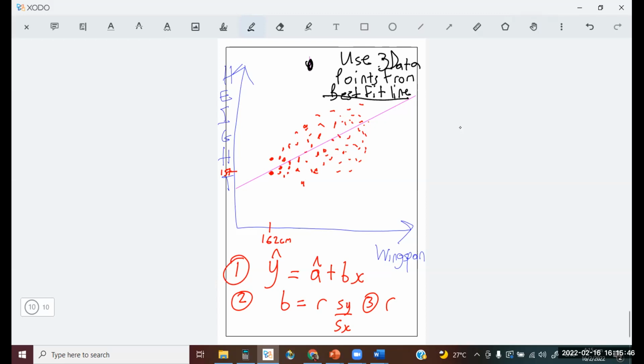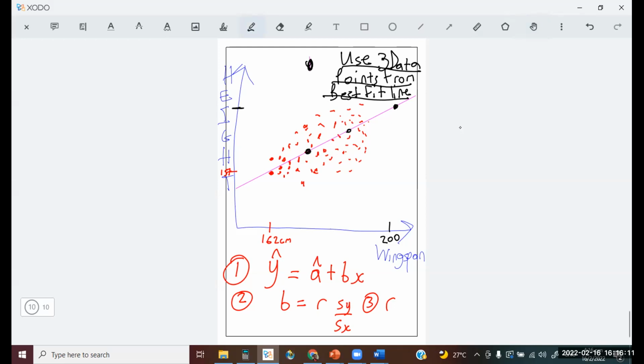Meaning, once you get a best fit line, Jamie, you're no longer going to use the 30 data points that you have. So you can either use somebody's wingspan. What if somebody's wingspan was 200? Check if somebody's wingspan is 200, if the height is 200. Check what Y value you're going to get based on your data points. So use 3 data points from your line. Maybe use a point here, and another point here.